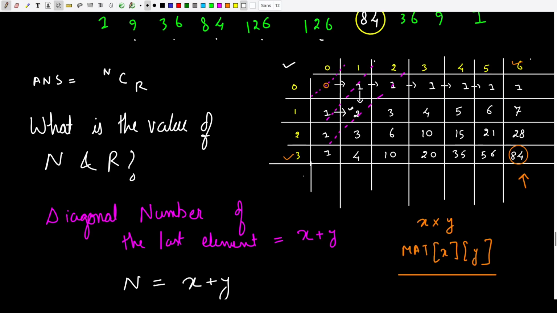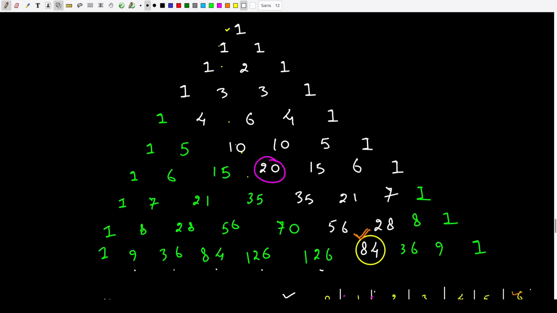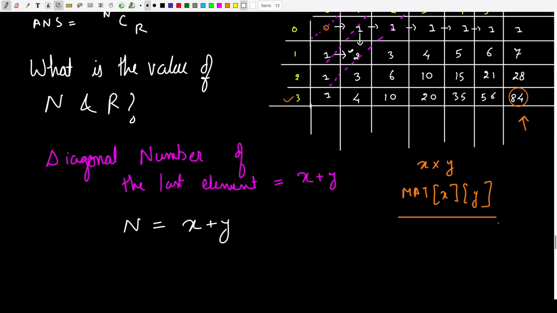In this particular case, the dimension of the matrix is 4 by 7 in 1 based indexing. But since we have to deal with 0 based indexing, the dimension of the matrix will become 3 by 6. Now 3 by 6, then the last diagonal number will be given by 3 plus 6, which is equal to 9. And the same thing is what we can get from Pascal triangle, which is 0th row, 1st, 2nd, 3rd, 4th, 5th, 6th, 7th, 8th, and 9th row. So this is my row number 9. So the value of n is clear by now.